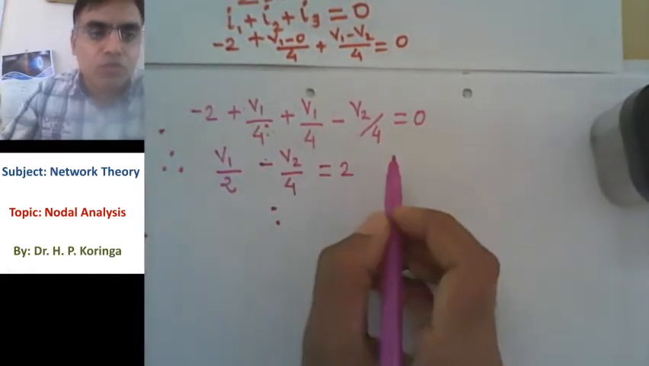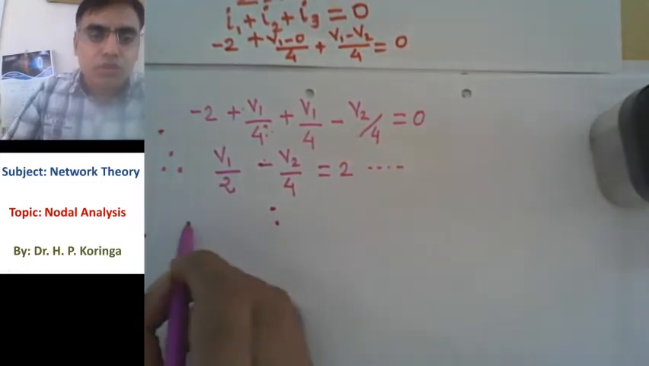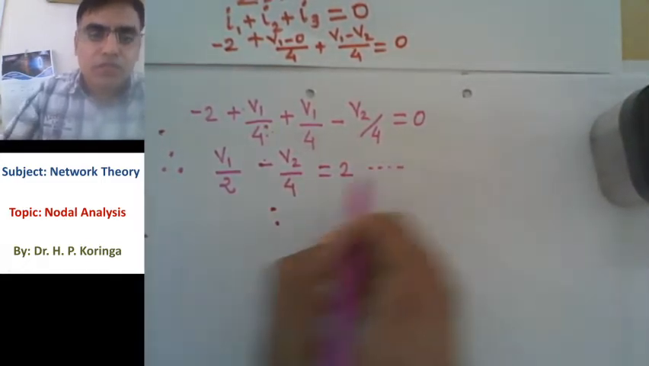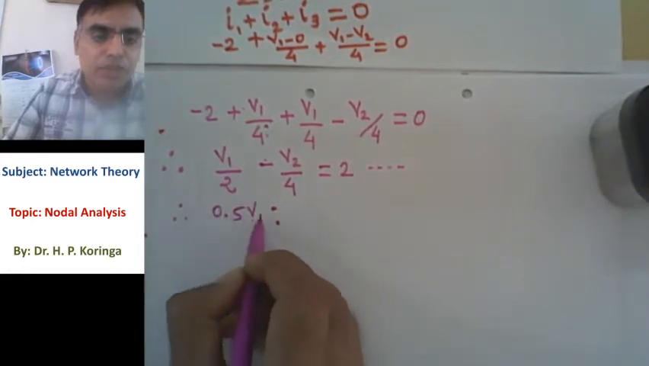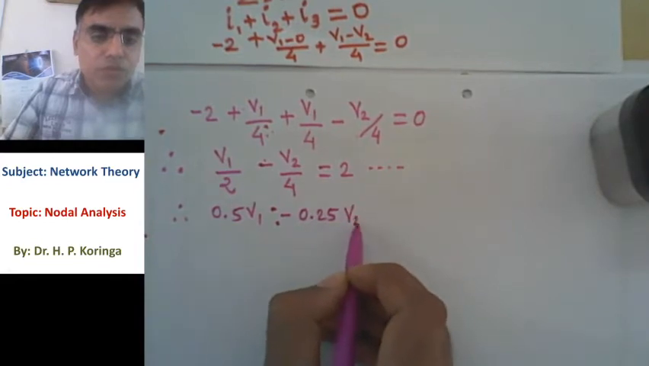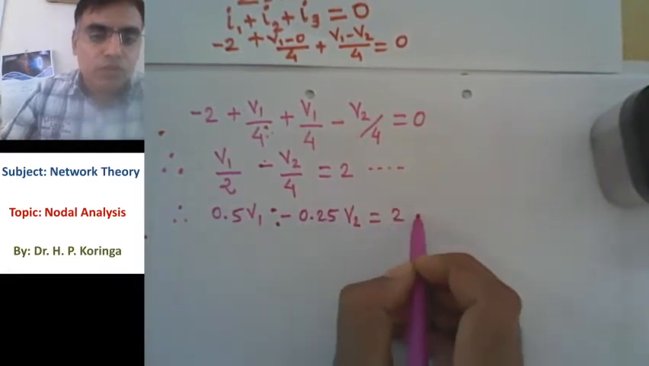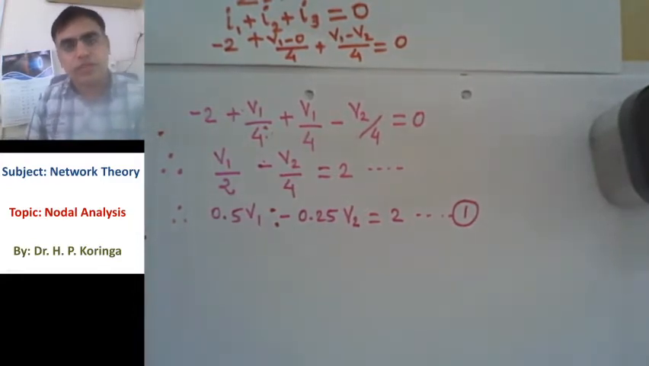is equal to 2. If you take the 2 to the right hand side, it is plus. So it is equal to 2. So this equation, our equation 1, let me simplify more. Here it is 0.5 V1 minus 0.25 V2 is equal to 2. Let's say this is our equation 1, right?